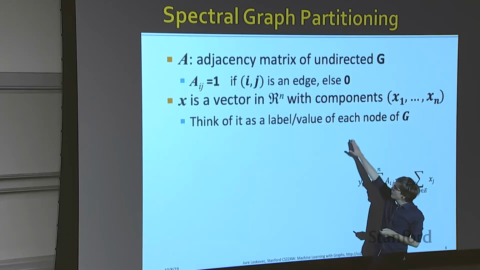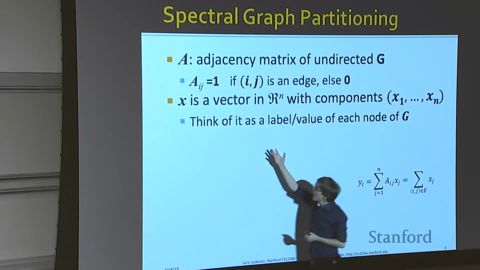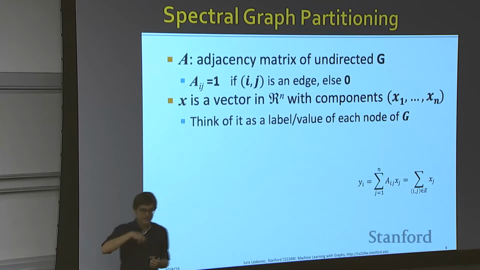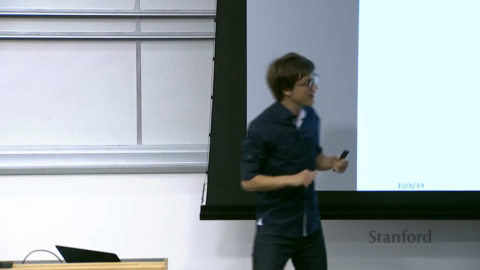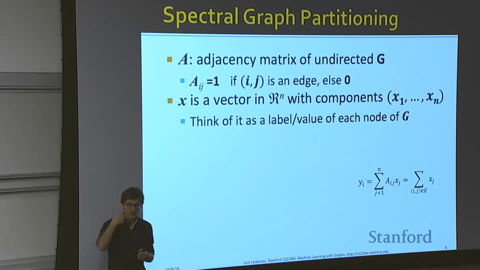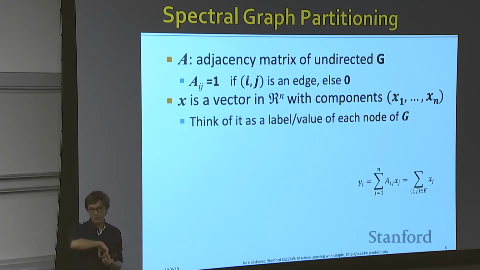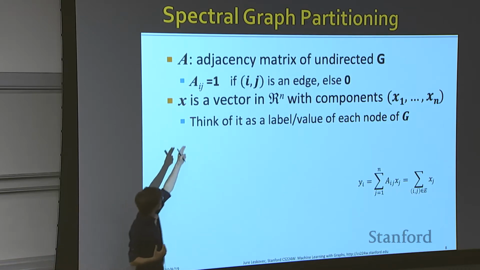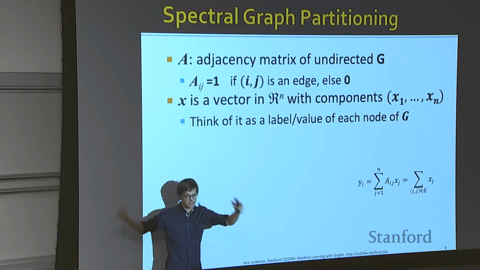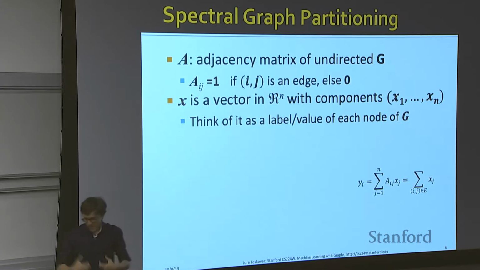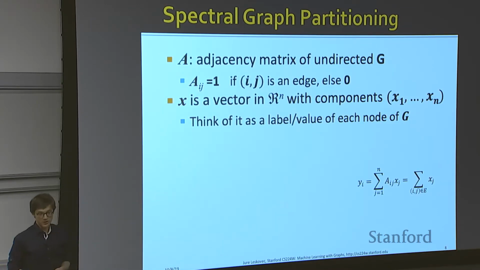Right? And the way I can now think of this vector x is that each component of x assigns a value to a node in the graph. So x1 is the value of node 1, x2 is the value of node 2, and xn is the value of node n. So because x is an n-dimensional vector and there are n nodes in the network, x assigns values, or labels, you can think of it, to the nodes in G.